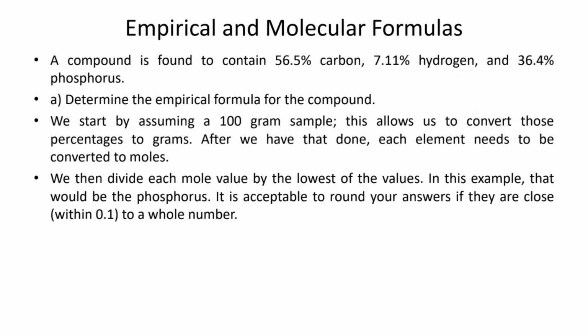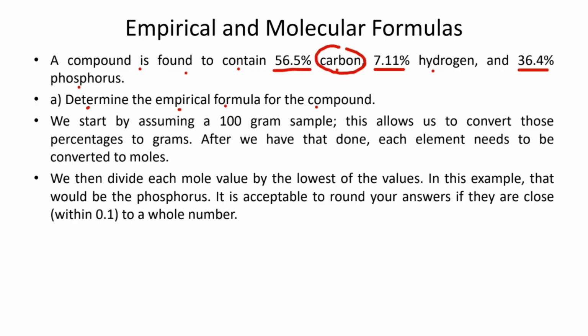Now we have a question that we are going to solve together. A compound is found to contain 56.5% of carbon, 7.11% of hydrogen, and 36.4% of phosphorus. Determine the empirical formula for the compound. So we are going to use a basic method in order to solve this question. Okay? I want you to write the name of each atom included in this question.